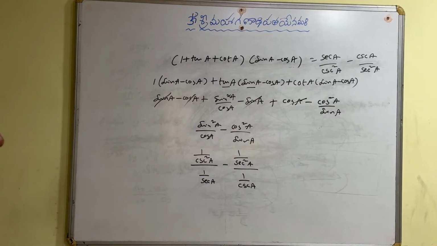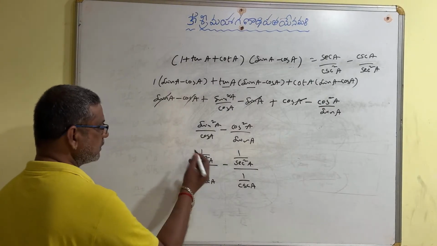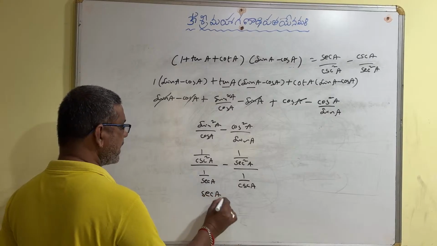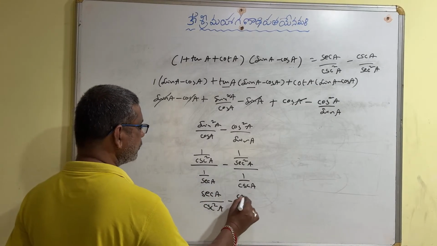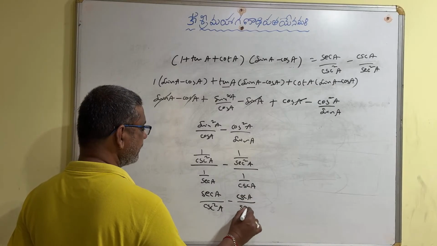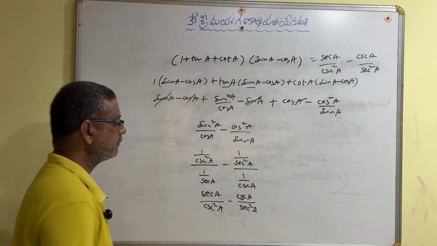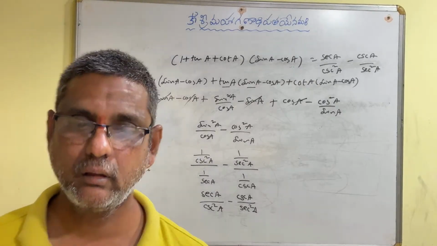Okay? Now this becomes secant A by cosecant square A minus cosecant A by secant square A. Okay?